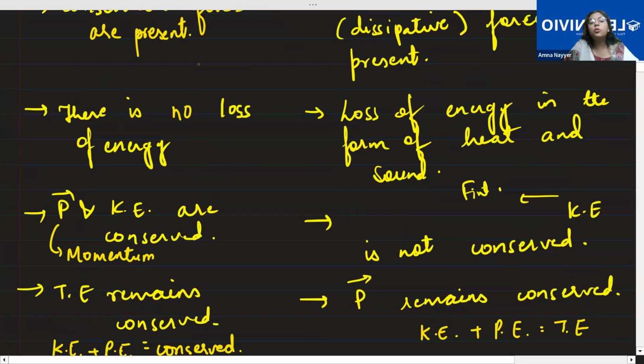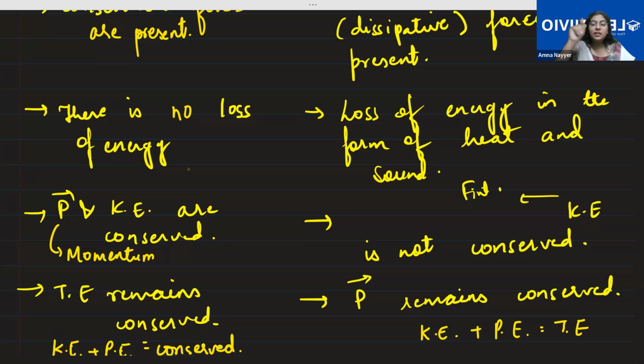Now coming to momentum and kinetic energy. See, momentum is conserved in both of these. But kinetic energy isn't conserved in both. Kinetic energy is conserved in elastic. It's not conserved in inelastic. Here kinetic energy will not be conserved.